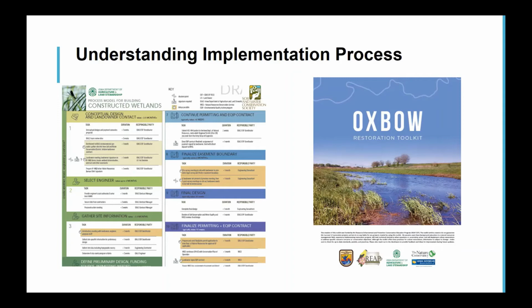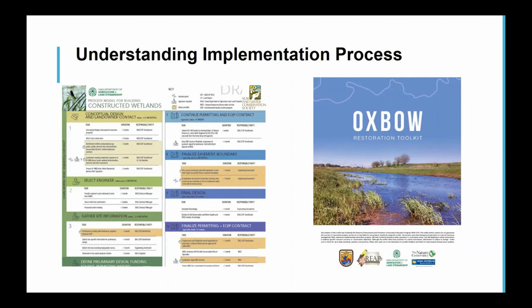The Nature Conservancy and Soybean Association, U.S. Fish and Wildlife Service have also been hard at work on an Oxbow restoration toolkit. I've been fortunate to be part of that team too. And so that is a toolkit that's nearing final completion, but will basically help conservation staff work with landowners to help understand all the different steps that are involved in that process too.